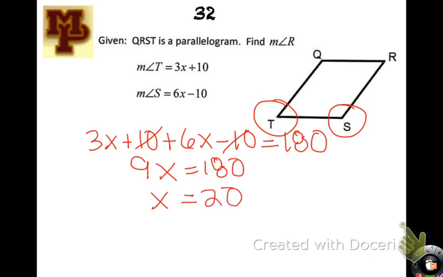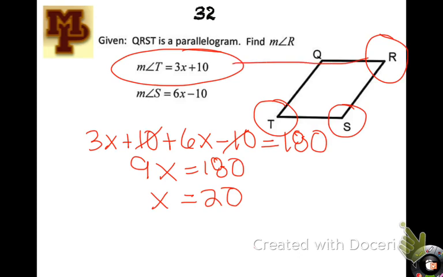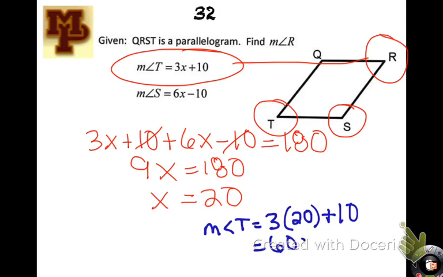All right, so we want to figure out what angle R is. Really, we just need to figure out what angle T is, and then they would be the same. So let's figure out what angle T is. The measure of angle T is equal to 3 times x, so 3 times 20 plus 10. So that's 60 plus 10, or 70. And then, of course, these are congruent. So that means that the measure of angle R is the same.